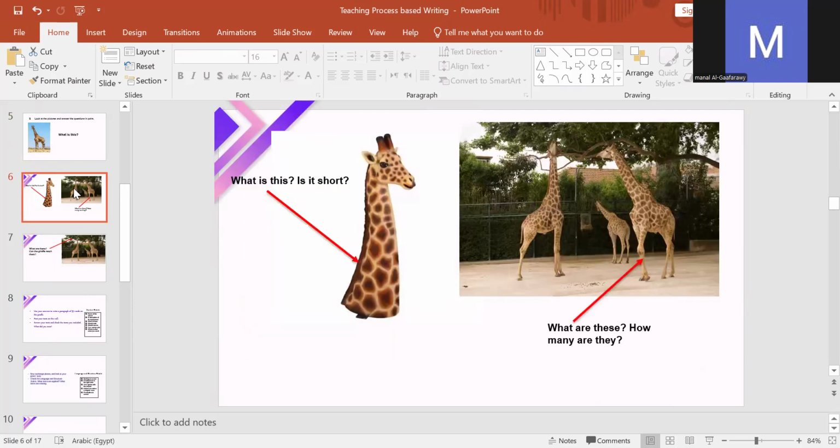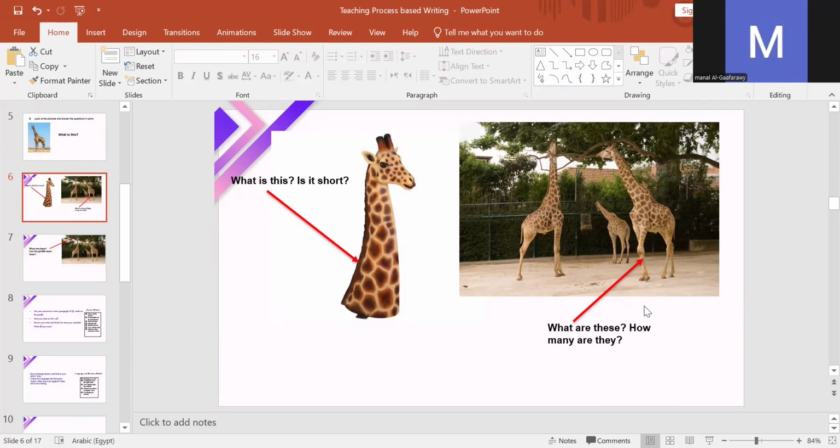The second picture or the second step. Again, I have a number of pictures and a number of questions. What's this? Is it short? So here there is an invitation for students to come up with a variety of answers. For example, this is a neck. Maybe another student may give you another answer. Is it short? Yes, it is. Some students may not know the word long, so you may find other students to provide the answer. You may give the answer yourself, but the idea is that there is a discussion.